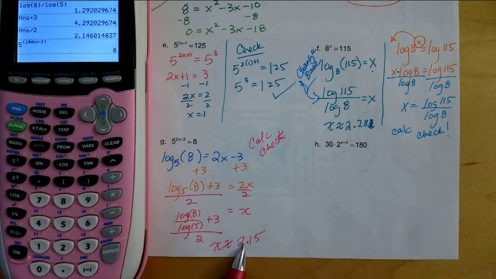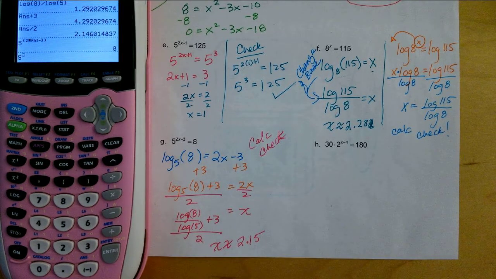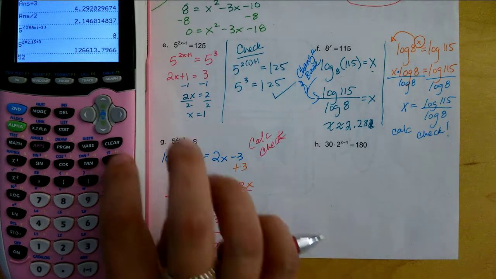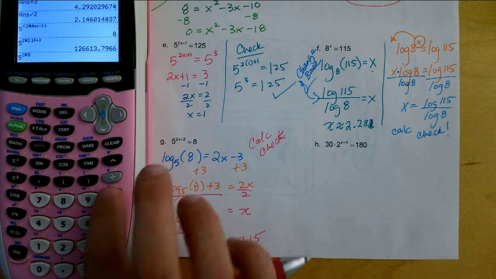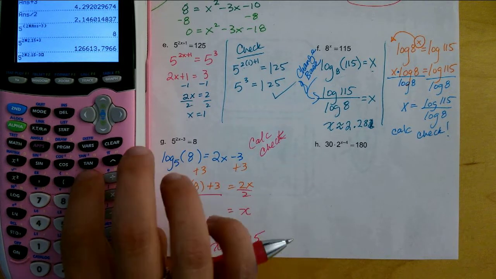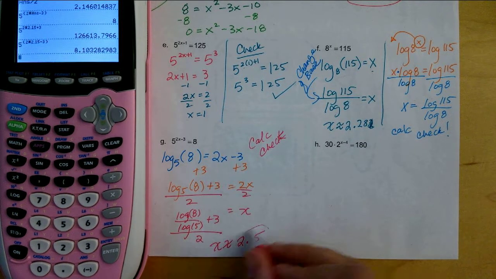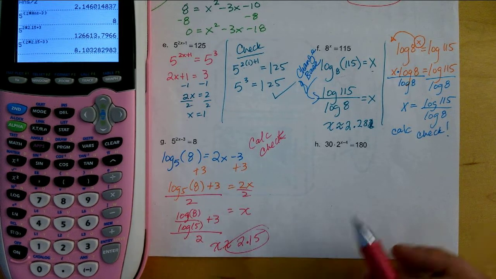If you put in 2.15, you're not going to get exactly 8. I'll show you. 5 to the power of 2 times 2.15 minus 3. Well, mine is way off. But if you do it more correctly than I did, 5 to the power of 2 times 2.15 minus 3, okay, there we go. 8.1. See, you're not going to get exactly 8 because I rounded. That's why it's better to check it on the calculator. All right, what about this one?